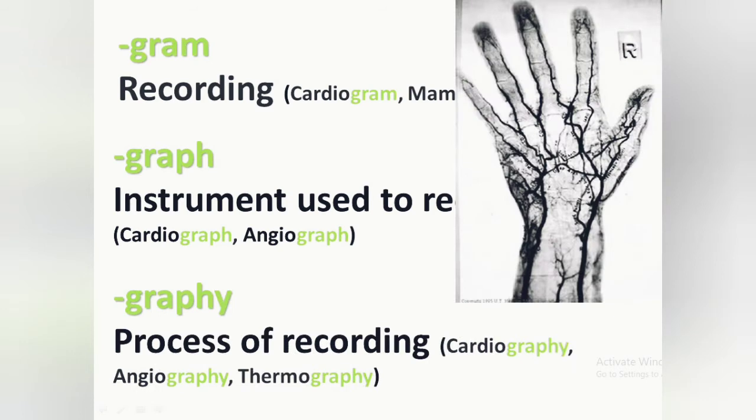Another is graphy, which means process of recording. You saw that gram means recording, graph means instrument used to record, and graphy means process of recording. Cardiography means the process which is used to record the activity of the heart, and angiography means the process of the imaging test which views the blood flow in our body.